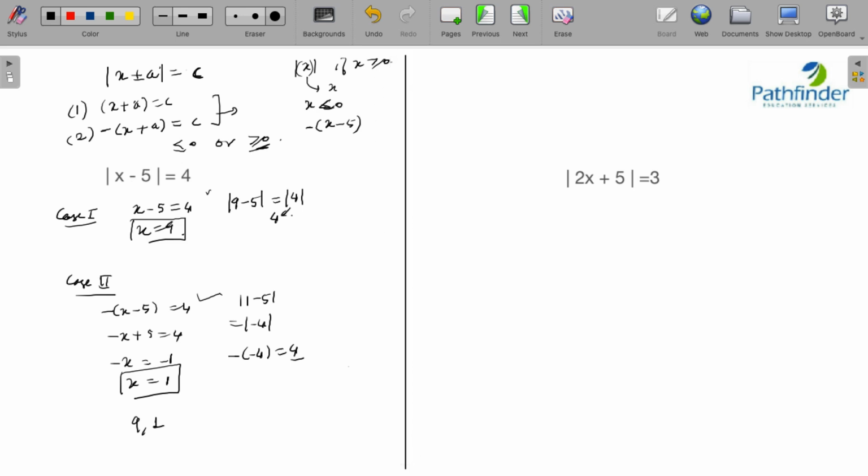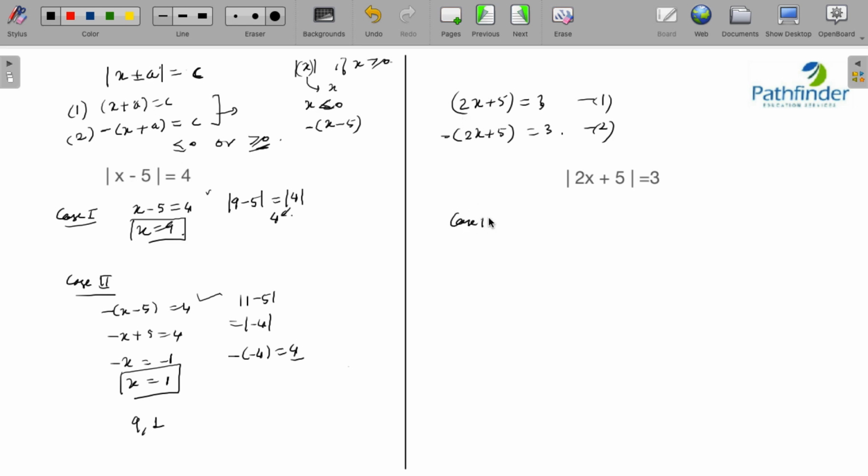So let us solve a similar equation. And by now you would have realized what to do. You have to open this bracket, and write 2x plus 5 is equal to 3. And in the next case, just put a minus sign and put 2x plus 5 in a bracket. So minus of the bracket 2x plus 5 is equal to 3. So this is your case 1, this is your case 2, and solve the equation for both these cases. So let us do that.